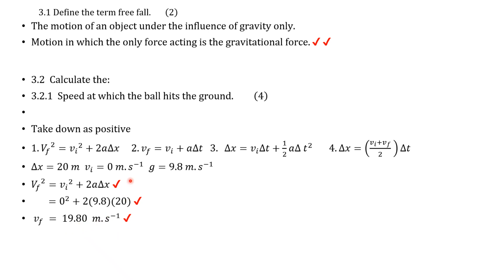So 1 mark for correct formula chosen, which would appear on your formula sheet. 1 for correct substitution, and 1 for final answer. Don't forget that's Vf squared, so to go from Vf squared to Vf, I need to find the square root on both sides. Right, we'll look at the next question.